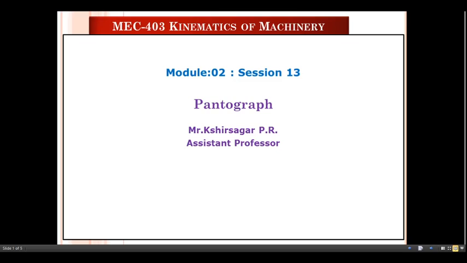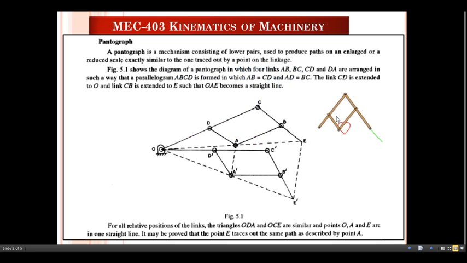In today's session, we'll learn about the pantograph. So a pantograph is a mechanism consisting of lower pairs used to produce a path on an enlarged or reduced scale, exactly similar to that traced by a point on the linkage.